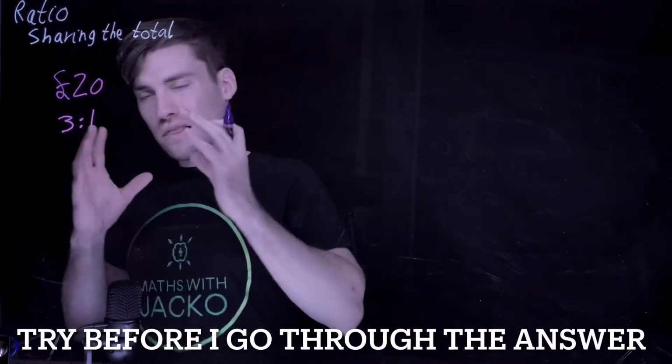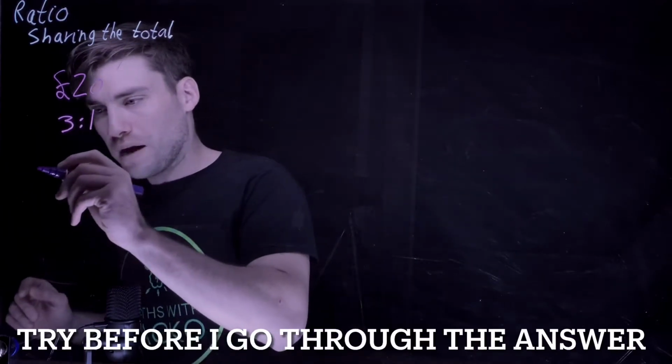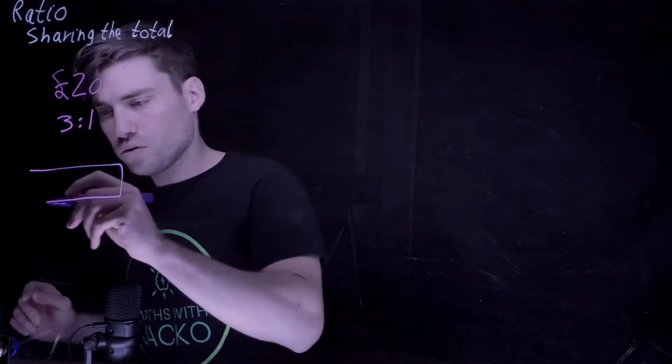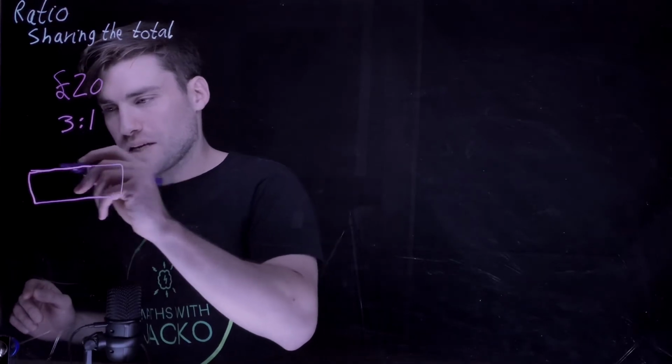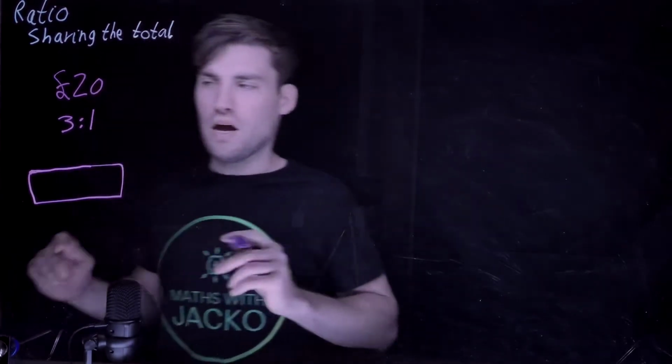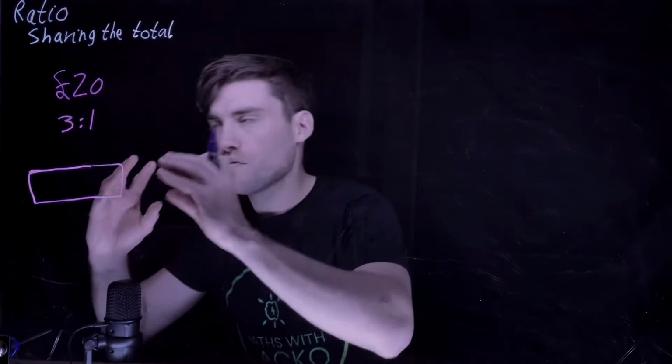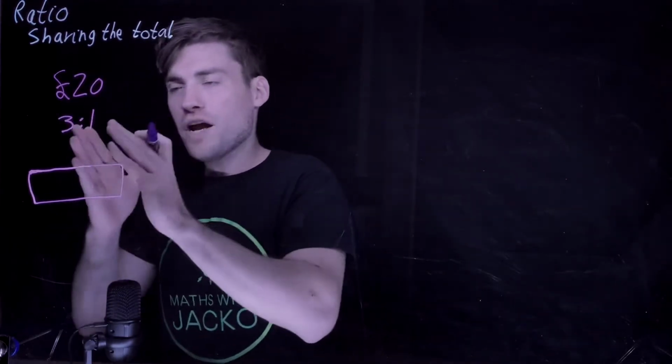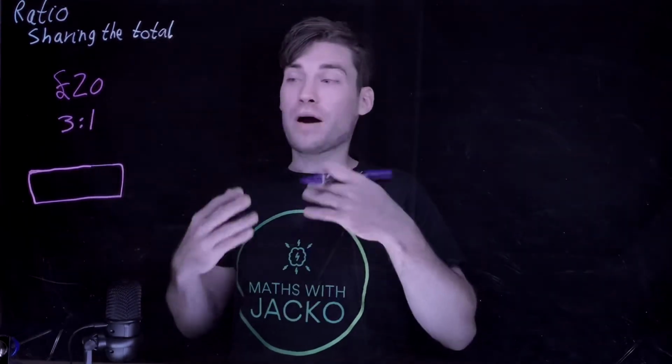Okay, so like with other videos, we're going to do bar modeling. It's a great tool to use, okay? I've used it a few times for percentages and other things and fractions. So this bar represents £20. Our ratio is 3 to 1. So how many parts are all together?